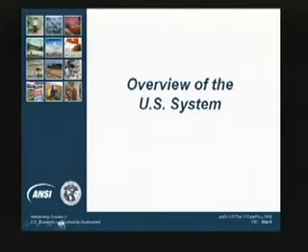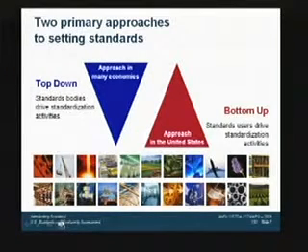We'd now like to talk about the U.S. system. In the world, there are two primary approaches for setting standards. The first is top-down, and the second is bottom-up. In a top-down system, there is a centralized body that dictates policies and positions that are then forced into the market. Many countries worldwide have top-down systems.